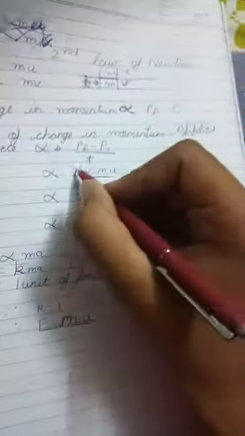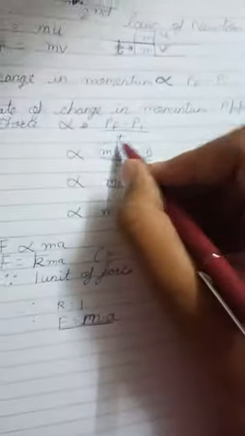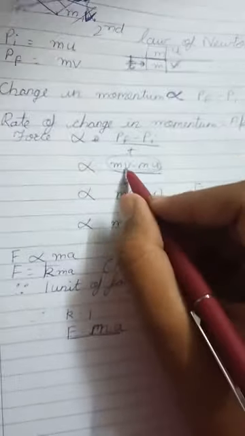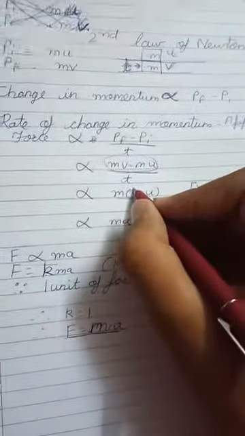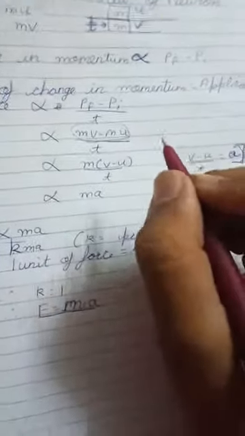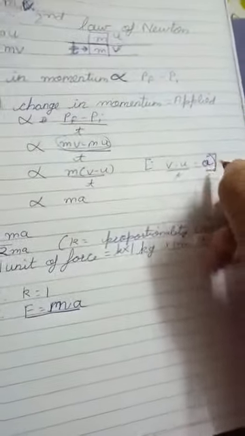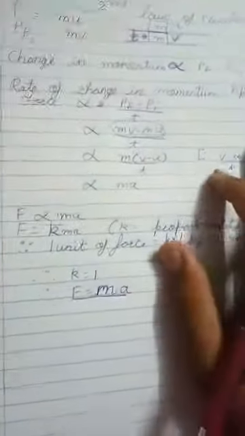Final momentum is mv, initial momentum is mu. So what we can see here is that mass is common in both. So let's take out mass as common. In the bracket, we can write it as m into (v minus u) by t. But we know that (v minus u) by t, that is the rate of change in velocity, is equal to acceleration. So we can write that applied force is directly proportional to mass into acceleration.